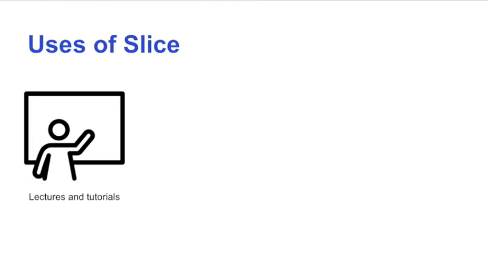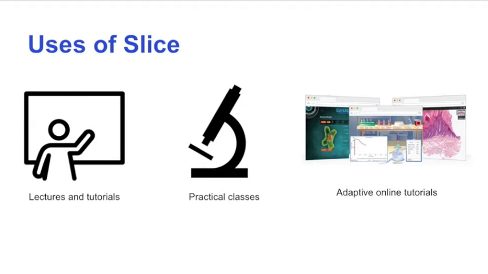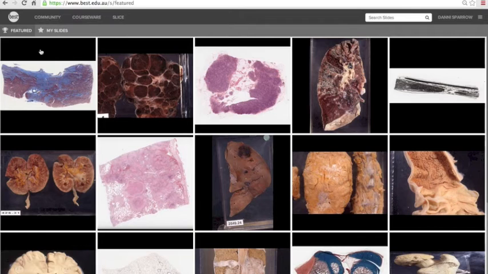Academics have been using Slice in class in one of 3 ways. Firstly, using images in lectures and tutorials to demonstrate a feature. Secondly, through running practical classes where students are annotating individually or in groups. And lastly, using Slice images in Smart Sparrow tutorials as part of an interactive drag and drop question. There are new features available that make teaching with Slice easier.